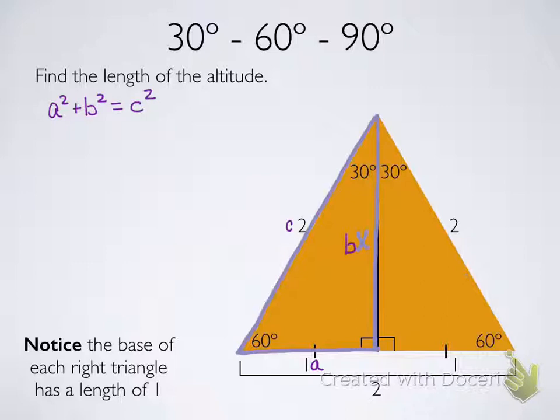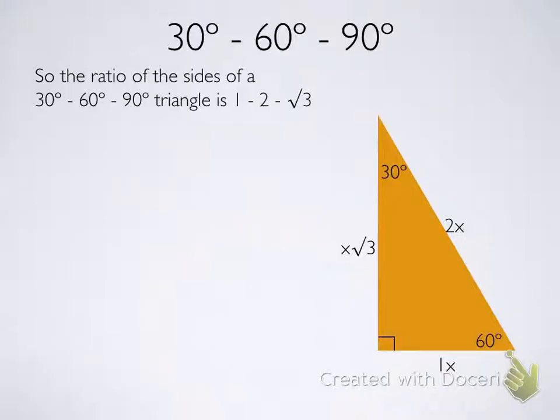Remember, you can pause this at any time. We're going to plug in and solve for x. So x is the square root of 3. This gives us our basic triangle for the 30, 60, 90 triangle. The ratio is 1, 2, and the square root of 3.